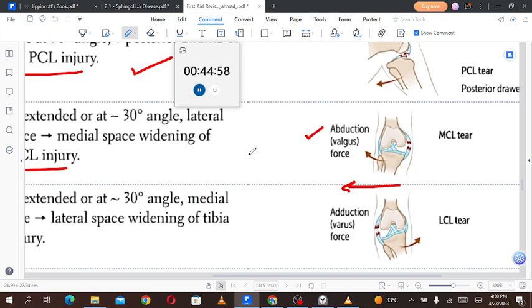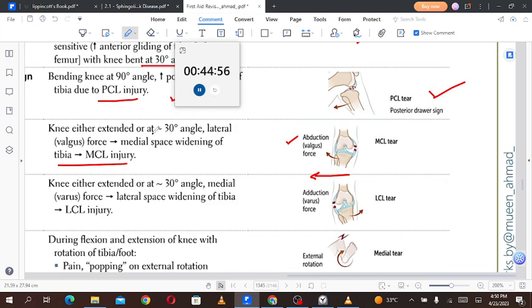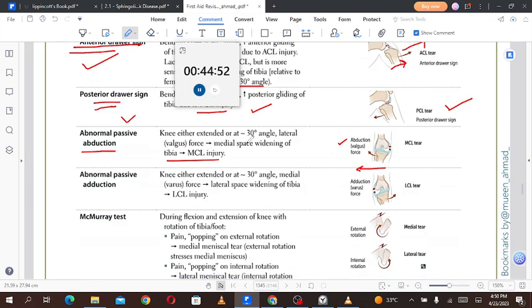That is called abduction or valgus force. So with the knee either extended or at a 30-degree angle, a lateral-to-medial valgus force causes medial space widening of the tibia, and that is medial collateral ligament injury.